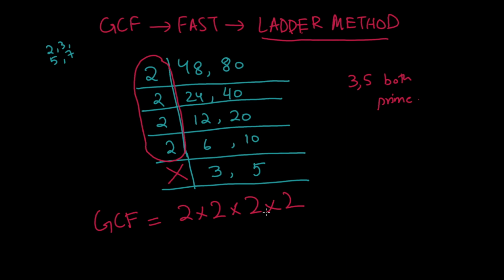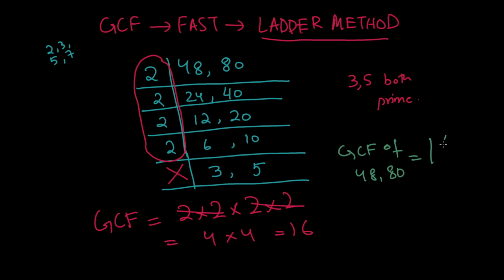So 2 times 2 times 2 times 2. And then 2 times 2 is 4, and this 2 times 2 is also 4. So you have 4 times 4. That turns out to be 16. And the GCF of 48 and 80 is 16.